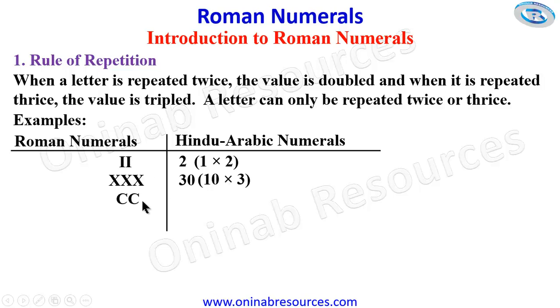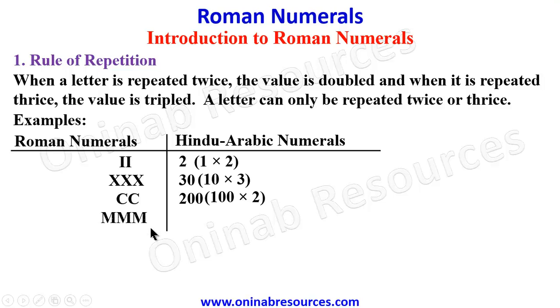And for CC, C is 100. So 100 times 2 gives 200, which means 100 has been multiplied by 2 to get CC to be 200. And lastly, we have MMM. M is 1000. Since it is repeated thrice, it is 3000, which means 1000 times 3.